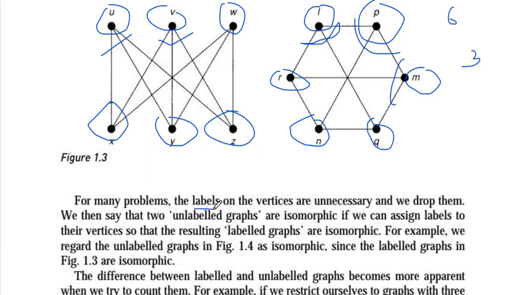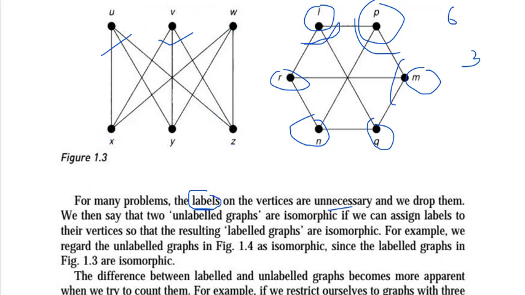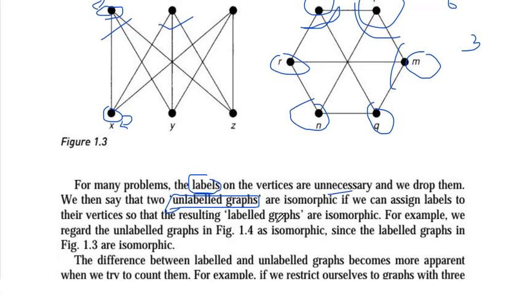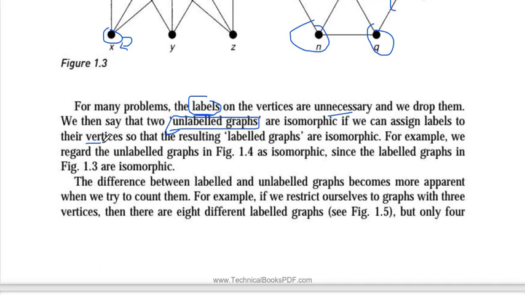For many problems, the labels on the vertices are unnecessary. What is a label? Label means we have written in this figure x, y, z and u, v, w. We have given the vertices some name, like u, and here x. For some problems these names or labels are not necessary, so we drop them, and we say that two unlabeled graphs are isomorphic if we can assign labels to their vertices so that the resulting labeled graphs are isomorphic.